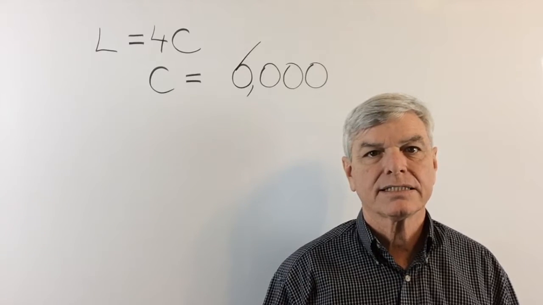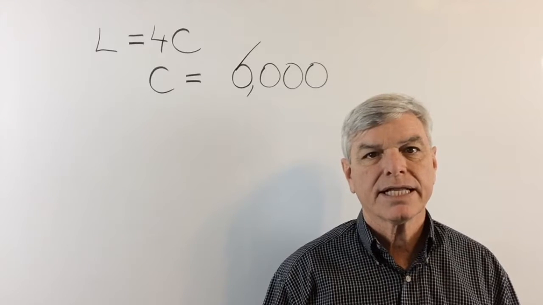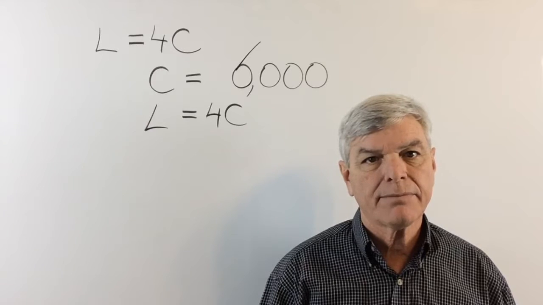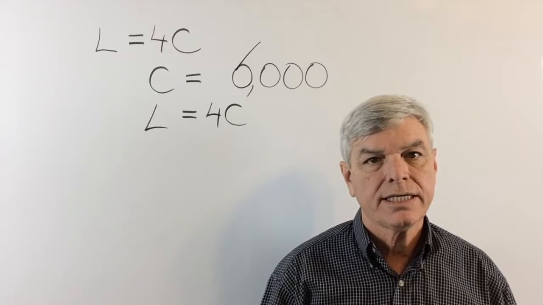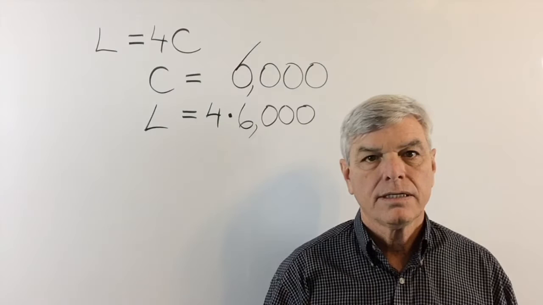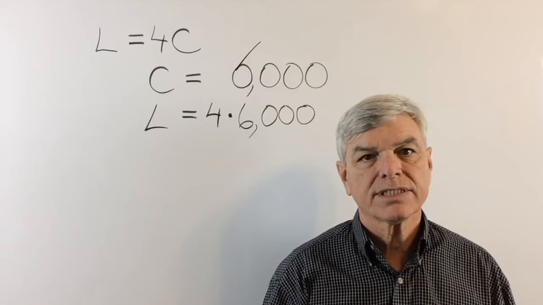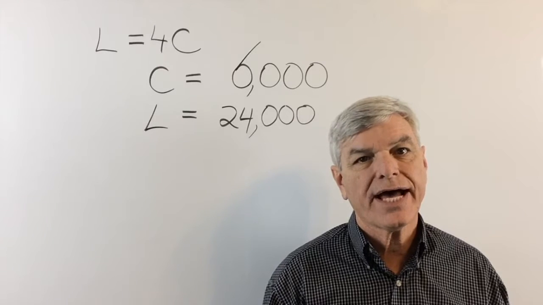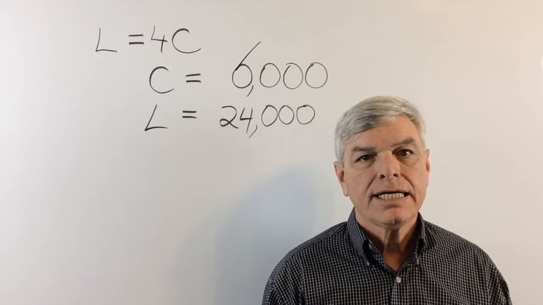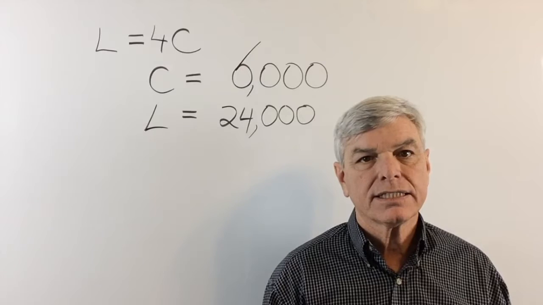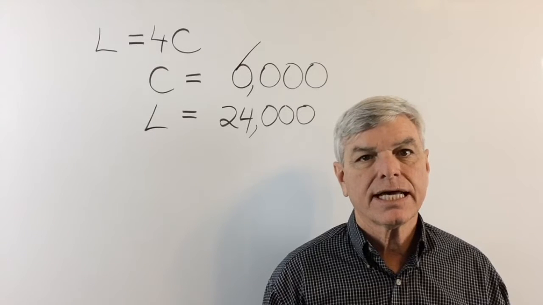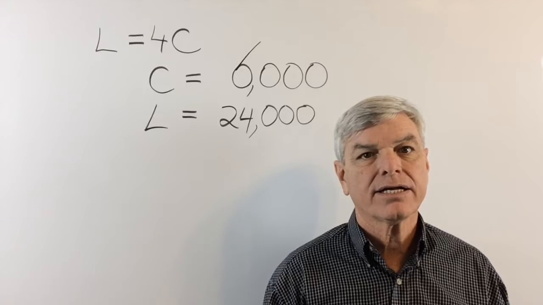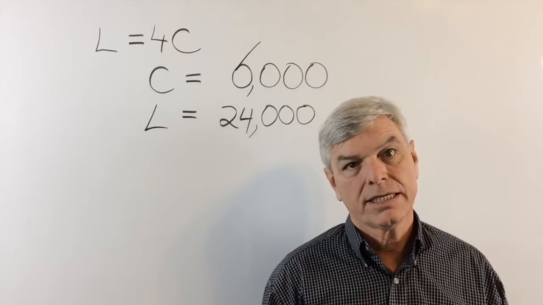The cabin costs $6,000. Let's see how much the land cost. The land costs 4 times as much as the cabin. L equals 4C. C equals $6,000. 4 times $6,000 is $24,000, and that is what the land cost. And if you add both of those together, you'll see that that's $30,000, and that's the answer to your question. The cabin costs $6,000, the land costs $24,000.